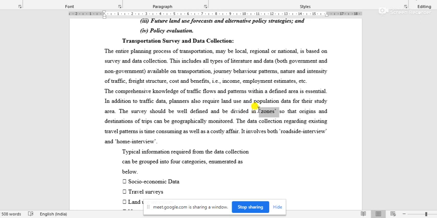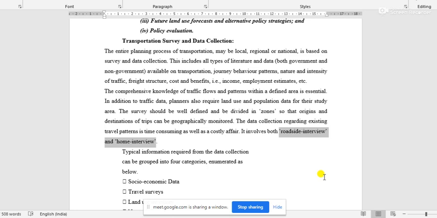And this study is also one important survey for transportation planning. Before going to zoning, you have to collect some data by these two operations, called interviews. You have to go for roadside interview and home interview.